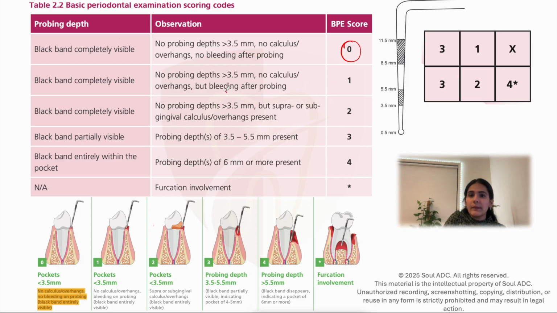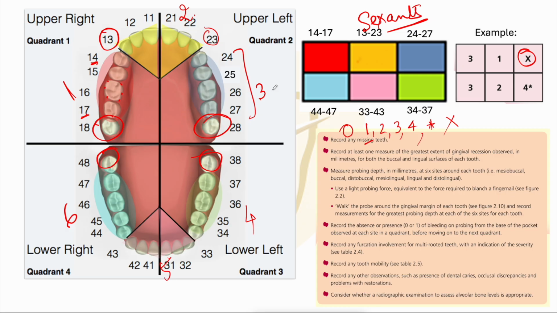When I talk about 1, let's see what 1 means. 1 means there is bleeding on probing. Why does it come out to be 1? Because bleeding on probing is the first sign of any gum condition. Any bone or gum condition, anything, we start with bleeding. I hope I'm going fine. Any doubts till yet?